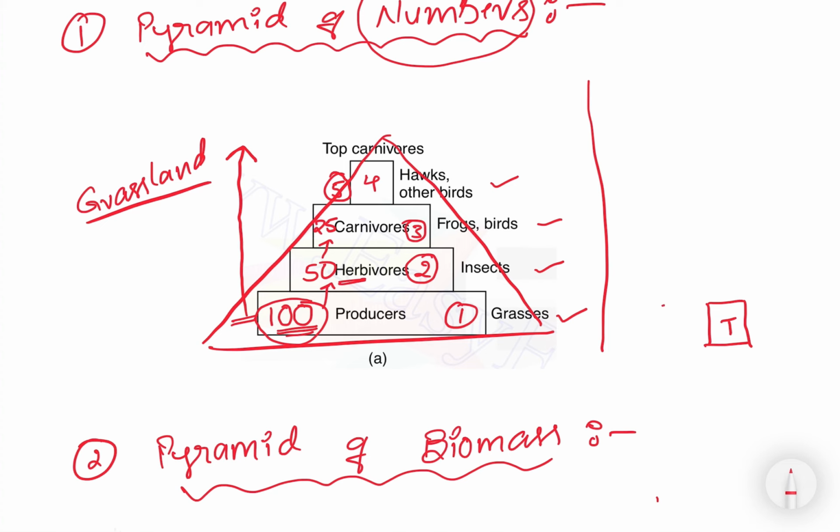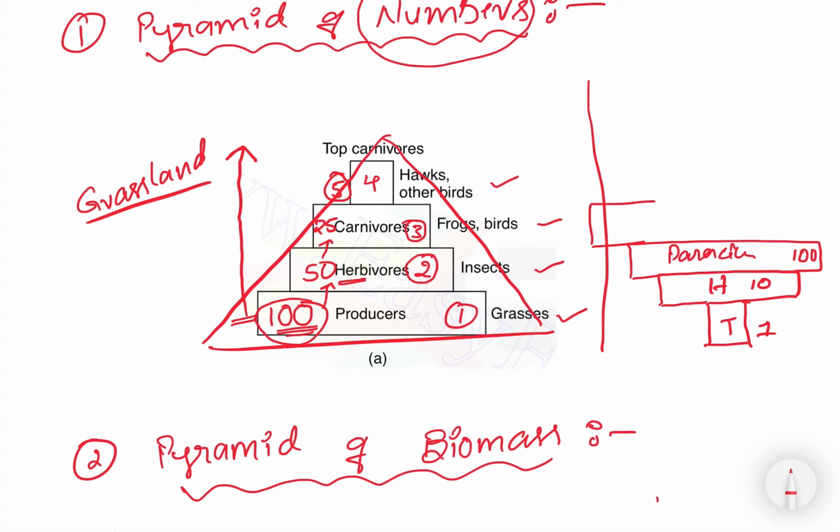One particular tree can give shelter for many herbivores. Say for example, the tree is one number and herbivores may be 10, like birds, and these birds can give shelter for 100 numbers of parasites, and similarly these parasites will give shelter for 1000 numbers of hyperparasites. So making the pyramid inverted in shape.